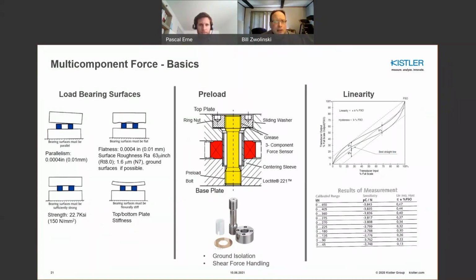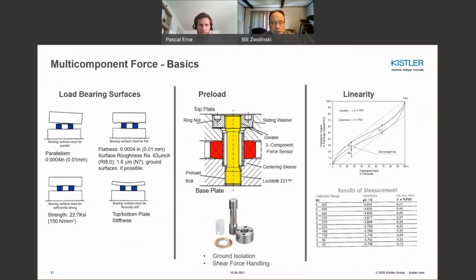You see here on the right-hand side a preload bolt. The yellow element is a preload bolt. There's a ring nut that goes on top, there's a centering sleeve, and then basically you put it in the bottom plate and tighten it to the bottom plate. So this is basically how preload works. Preload is very important for both ground isolation and shear force handling, and certainly for compressive and tensile force handling as well. All very critical.